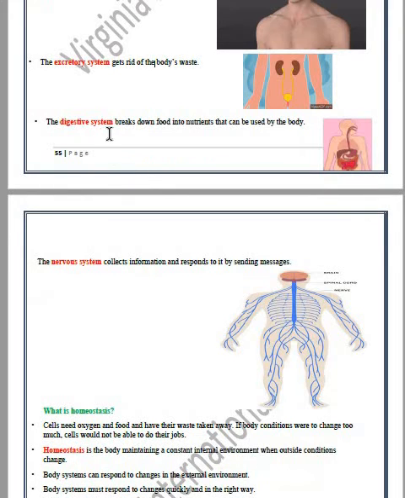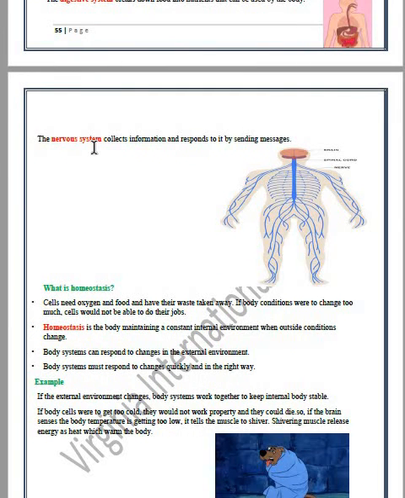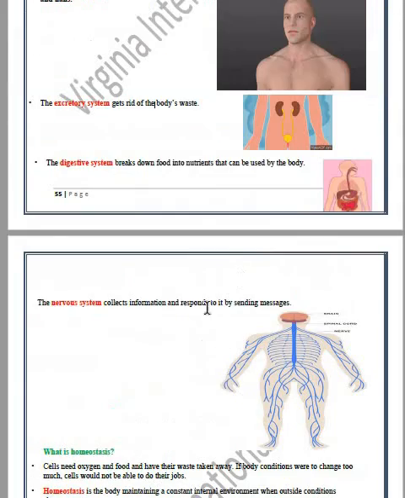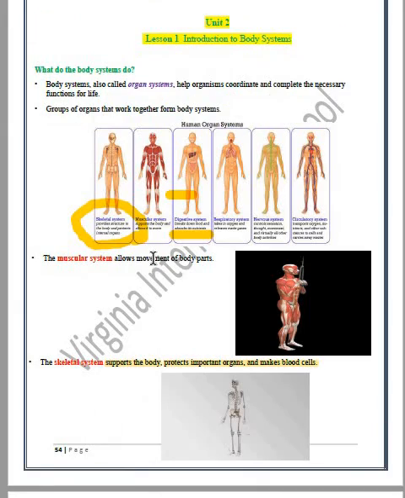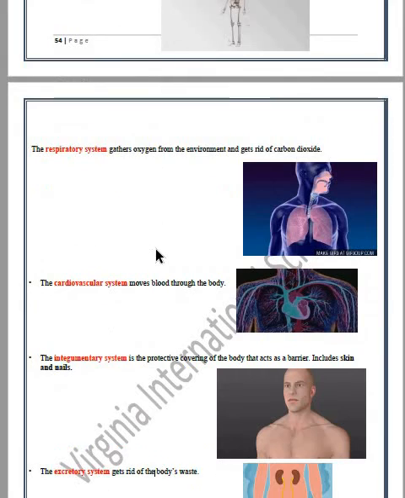And here is the digestive system, which breaks down the food into nutrients that can be used by the body. And this is the first one: we start with the nervous system that collects information and responds by sending a message, which can control all the body functions through sending and receiving messages from body parts. Okay, this is a small and simple intro about all the body systems.